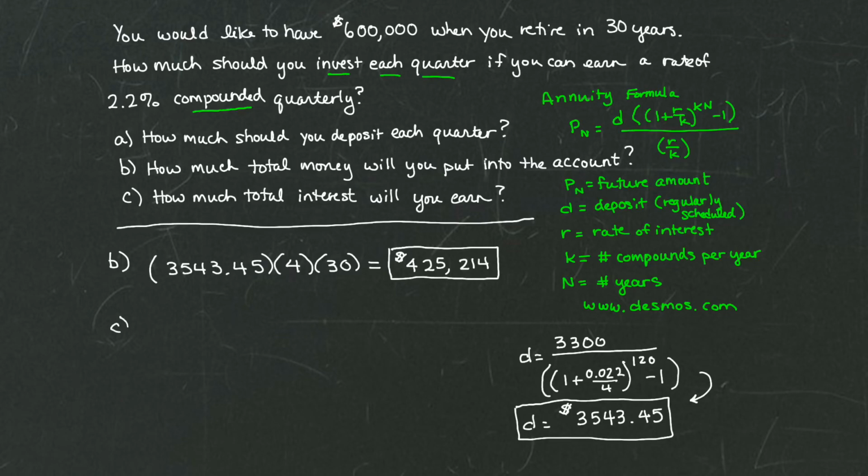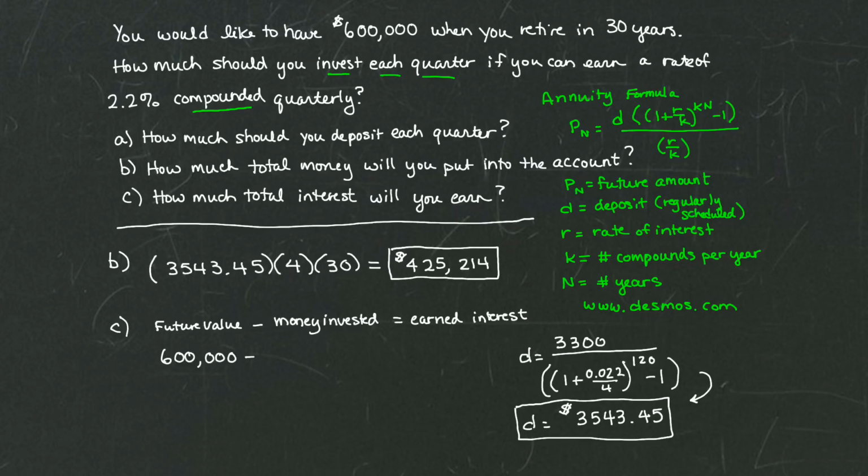Part C says, how much total interest will you earn? Well, how do you get the interest? The interest comes from taking the future value in my account, or your account, and subtracting from it the money that you invested. And that'll tell you how much you have left over as earned interest, right? So the future value minus the money invested is going to be what your earned interest is. So let's find those amounts. In the future, we're going to have $600,000. So that's my future value.